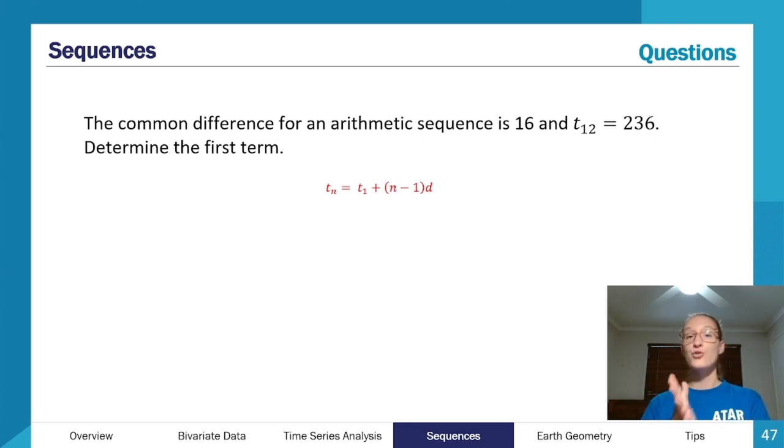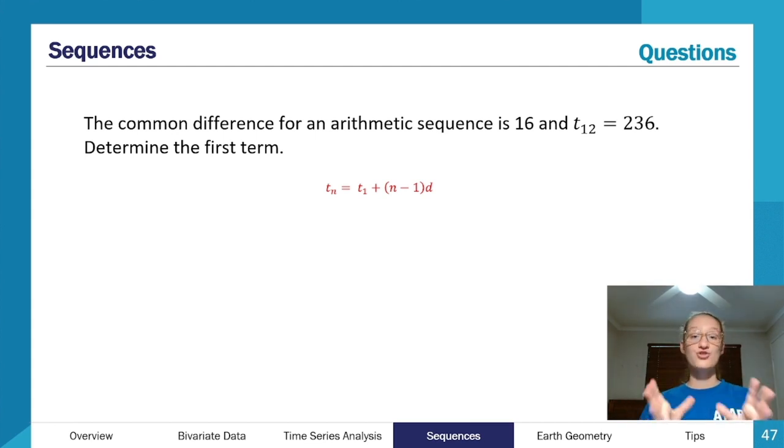Well, I know I could work backwards using recursion. So I could put into my calculator 236, and then subtract 16 and enter back until I calculated that I was back at term 1. But to do that a bit more mathematically and show my working, I'm going to use the general rule, which is the definition I have here.